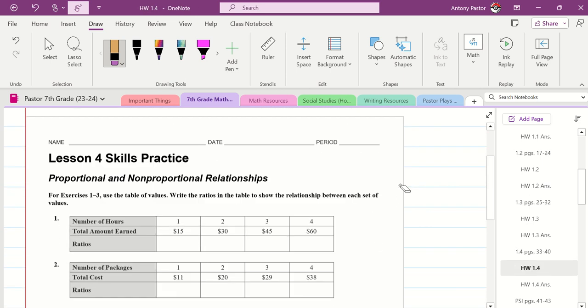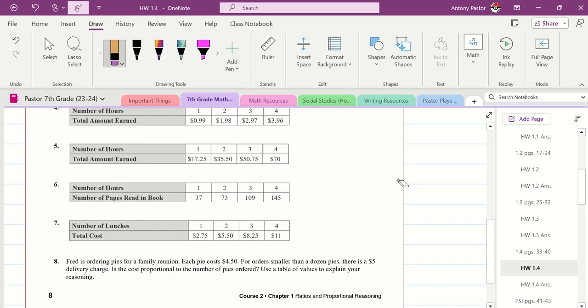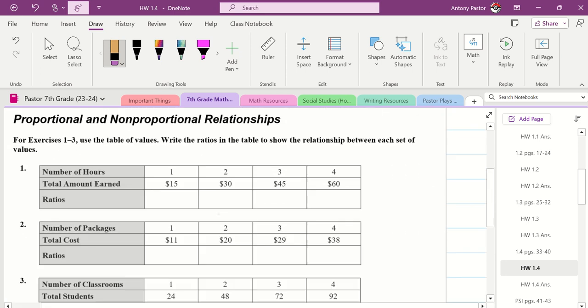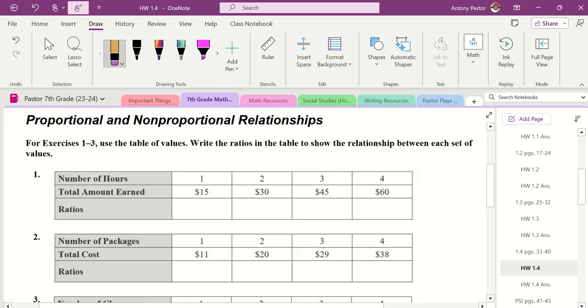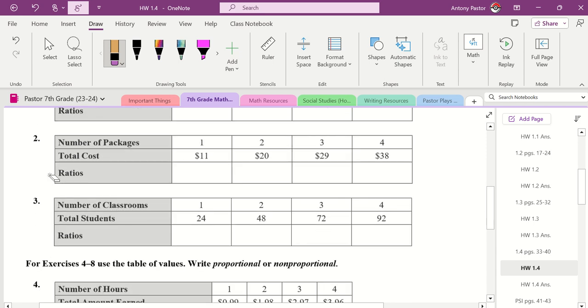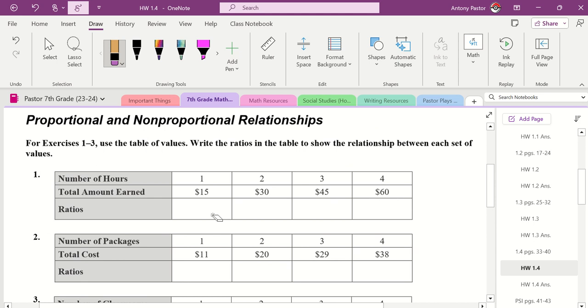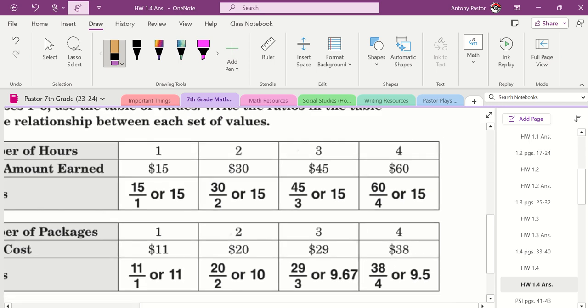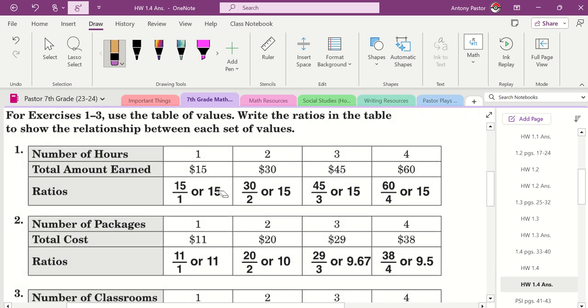So, your homework will be dealing with these tables and telling me if they're proportional or not proportional. So, for exercise number 1, we'll do number 1 together. For exercise number 1 through 3, write the ratio in the table to show the relationship between each values. So in this case, they just want us to write the relationship with the ratio. So $1, 1 hour, $15 earned. It would be 1/15. To $30, it'd be 3/20. Sorry, we should have done it the other way around.